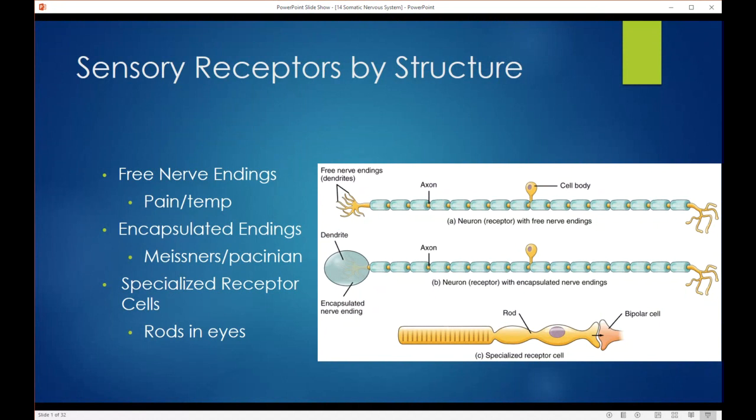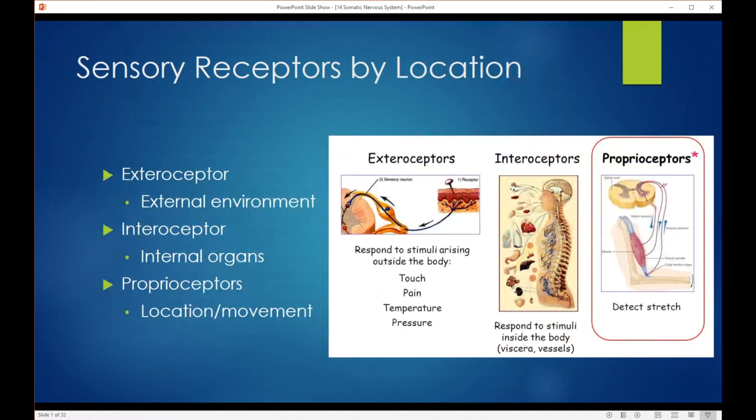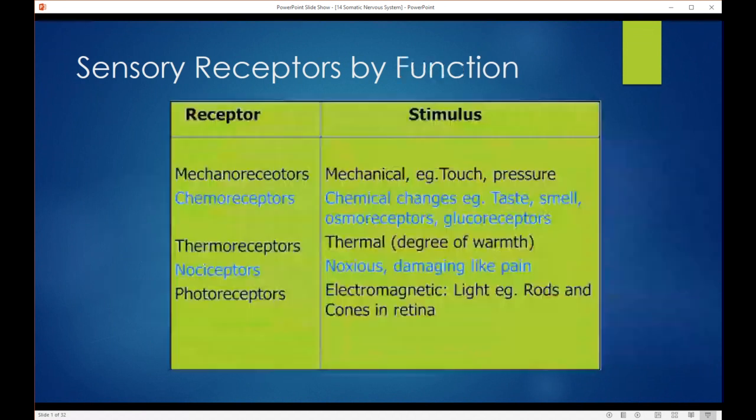We have what are called encapsulated endings. Encapsulated endings would be right here. Those would be like the Meissner's corpuscles that we looked at in the skin, or the Pacinian corpuscles. And then we have some specialized receptor cells. So for instance, the rods and the cones within the eyes are specialized receptor cells. We also have some sensory receptors by location. So we might call them exteroreceptors, because extero means external. Interoreceptors means internal. And then we have proprioreceptors, which are detecting that stretch, and so location or movement.